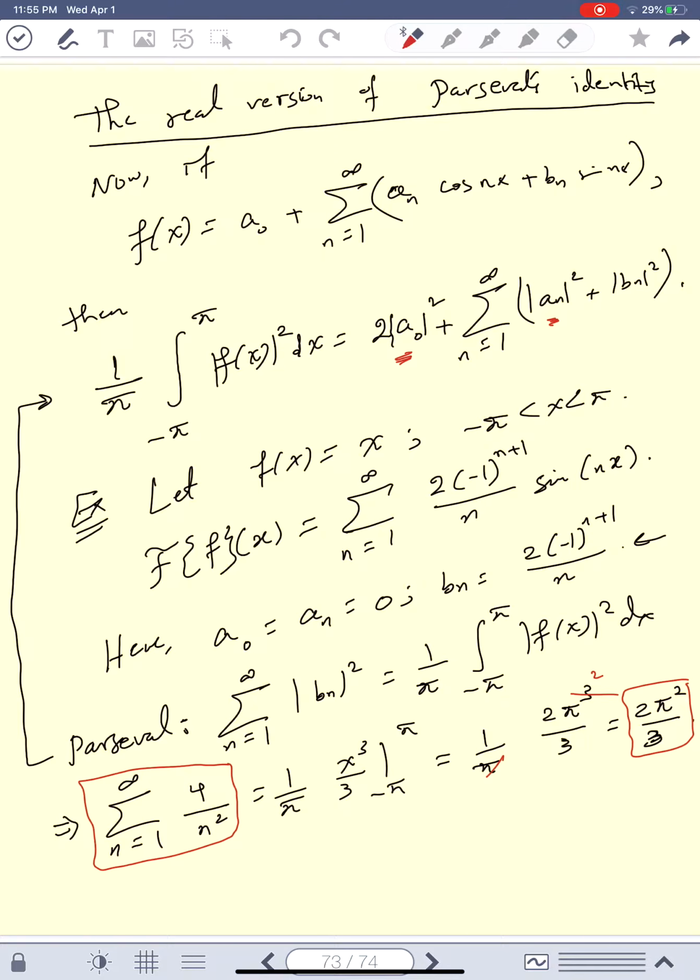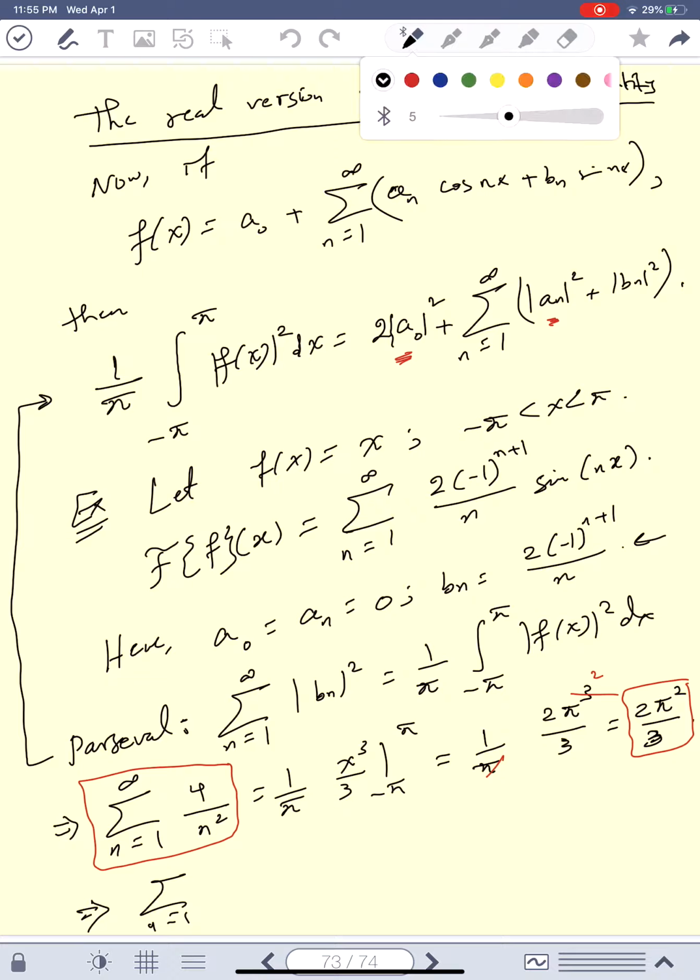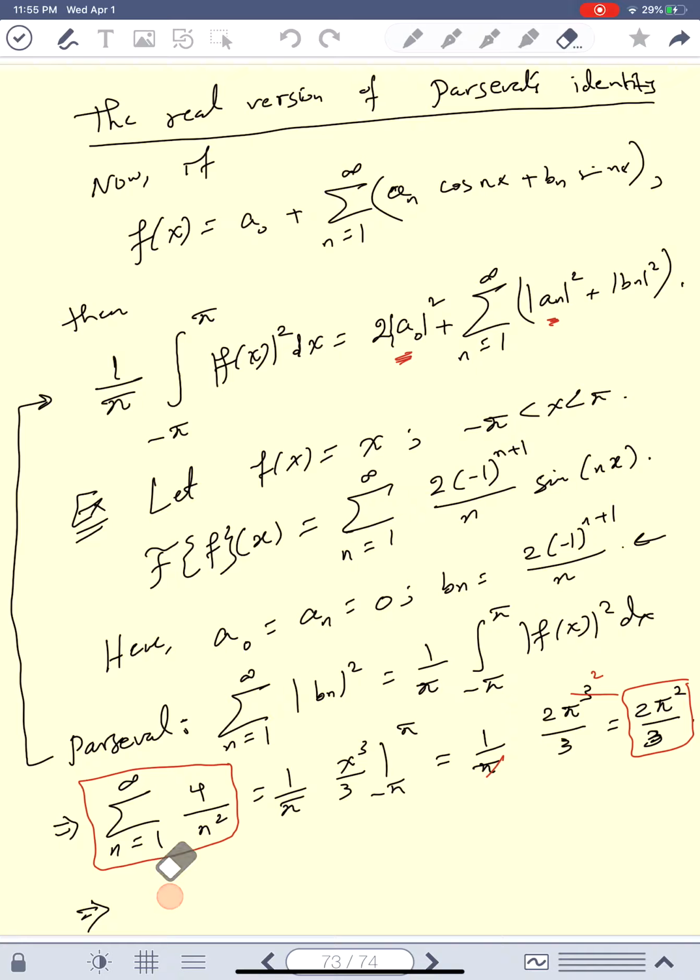So if you divide both sides by 4, you will be left with the sum from 1 to infinity of 1 over n squared. When you divide the right side by 4, you get pi squared over 6. So you're getting the same sum again.